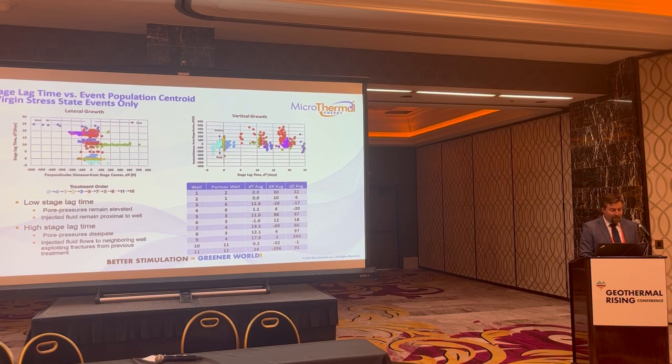Well, when your stage lag is low, they're located right around the stage you're treating. This is perpendicular distance from your stage center. Whereas at some point, that stress shadow goes away, and now all your virgin stress state events are going very far laterally, going off to previously treated wells. And that's also the case in the vertical sense. They're initially, at low stage lag, right around the wellbore, and then once that stress shadow has gone away, in this case the shallower well was treated first, so those virgin stress state events are going back to those shallow wells.